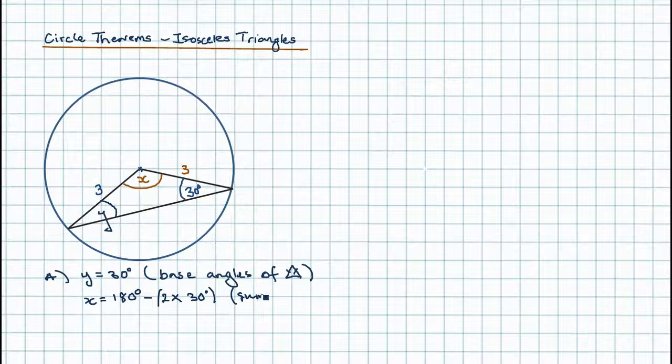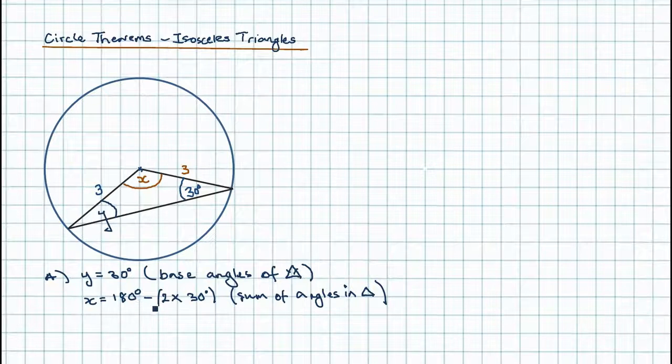sum of angles in a triangle. In any triangle, notice, not just an isosceles triangle. So in any triangle, the angles will all add up to 180 degrees.